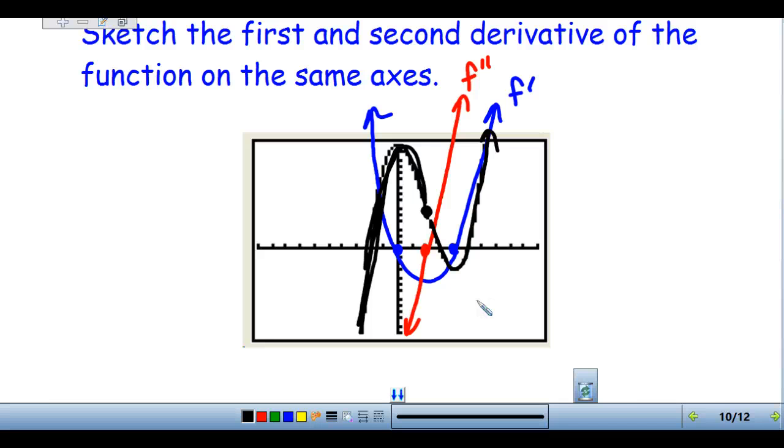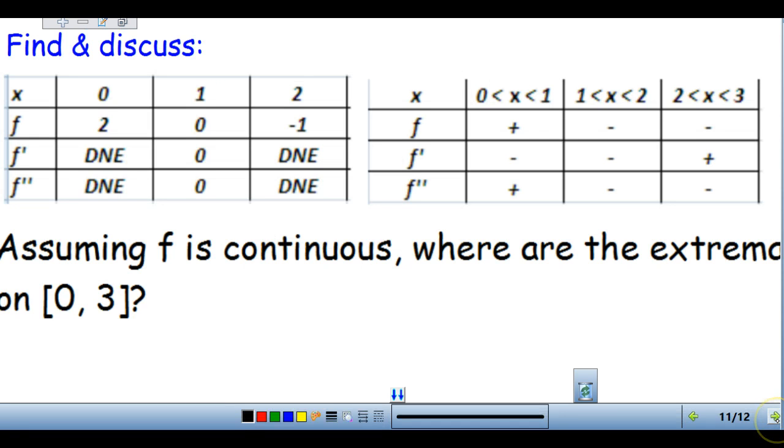So being able to analyze a function in an equation form is important. Being able to look at a picture of a graph and describe the function's increasing and decreasing and concavity is important. But a table of values is another representation of functions you need to be familiar with. So I've provided some intervals and some values for a particular function, its first derivative and second derivative, focusing on the closed interval from 0 to 3.